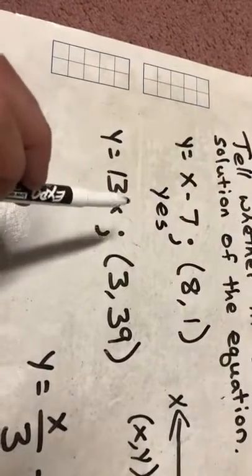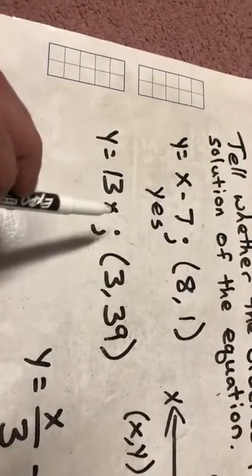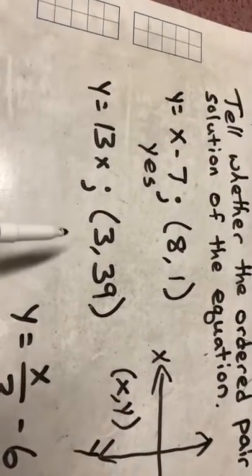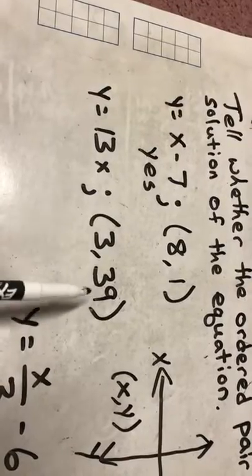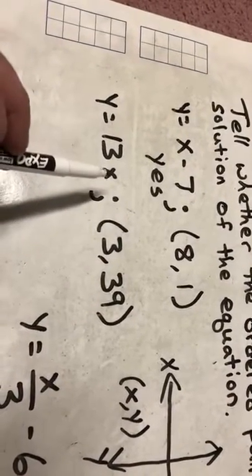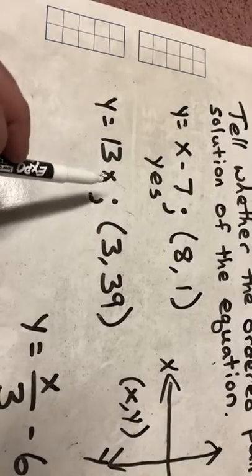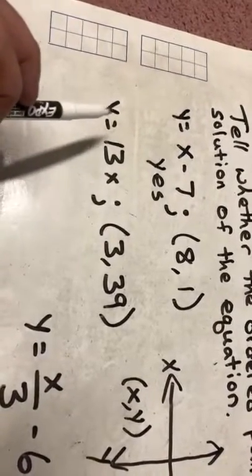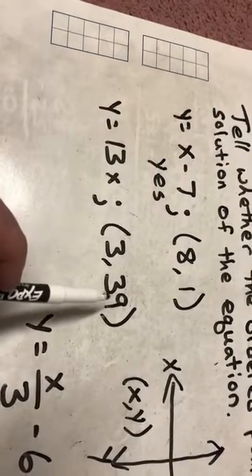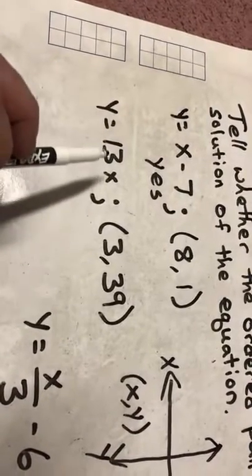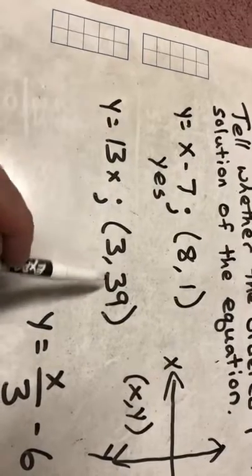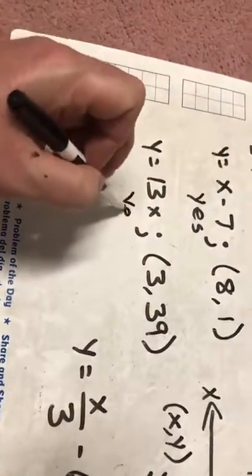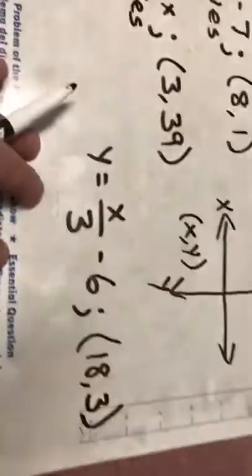It says y equals 13x. 13 times x. So here it says 3, 39. My ordered pair goes x, y. So it's saying x is 3 and y is 39. So if x is 3, this is 13 times 3. Well, 13 times 3 would make y 39, which is exactly what this ordered pair says. Sure enough, 13 times 3 is 39. So this one is also a yes. Let's look at our third one here.